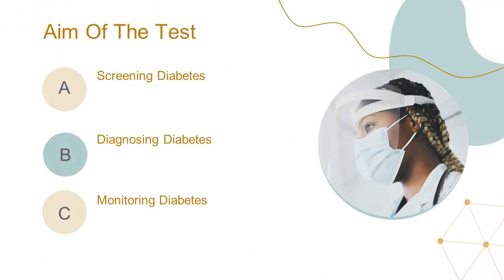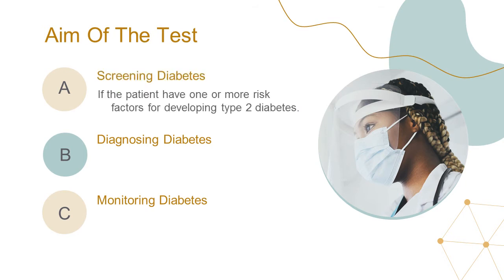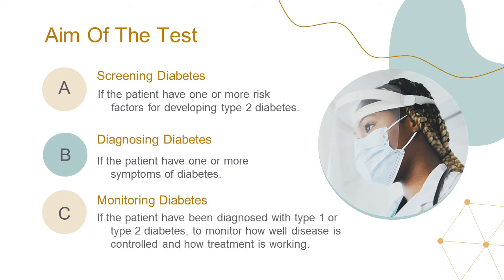The aim of the hemoglobin A1c test: 1. Screening for diabetes if the patient has one or more risk factors for developing type 2 diabetes. 2. Diagnosing diabetes if the patient has one or more symptoms of diabetes. 3. Monitoring diabetes if the patient has been diagnosed with type 1 or type 2 diabetes, to monitor how well the disease is controlled and how treatment is working.